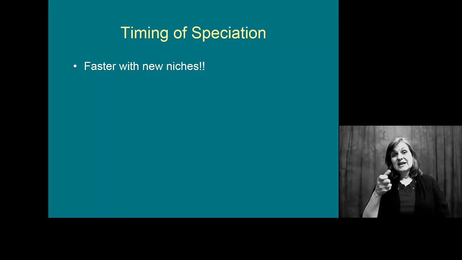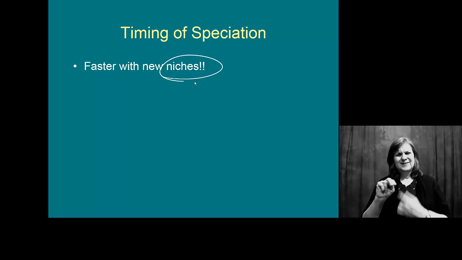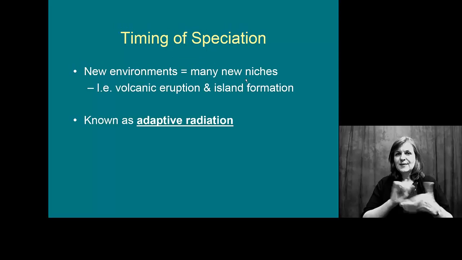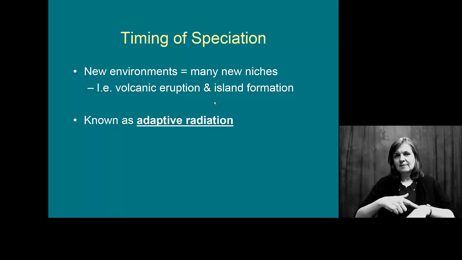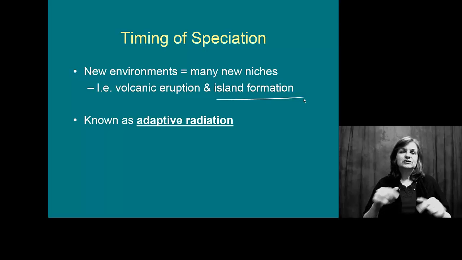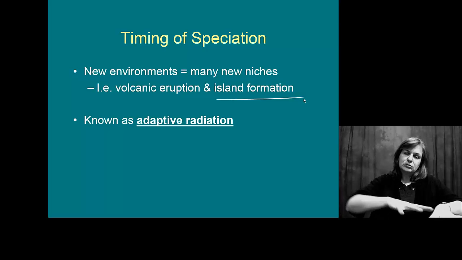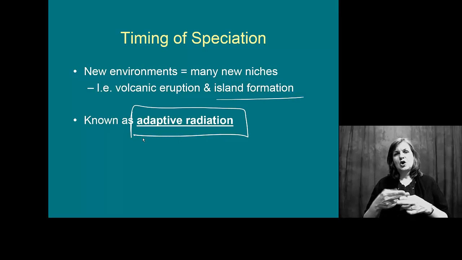Speciation can be faster with availability of new niches. So what's a niche? A niche means that you're fulfilling some available resource, or you're taking advantage of some available resource in the environment. New environments, new niches happen all the time. We mentioned island formations. These can happen from all sorts of major changes in the environment. Could be earthquakes, could be landslides, could be volcanoes. It doesn't matter. But the idea is we now have something called adaptive radiation.